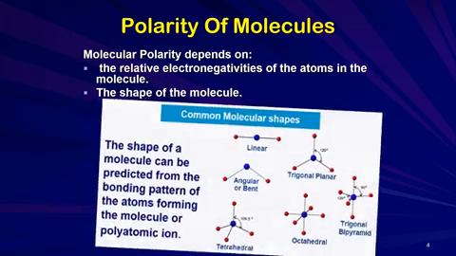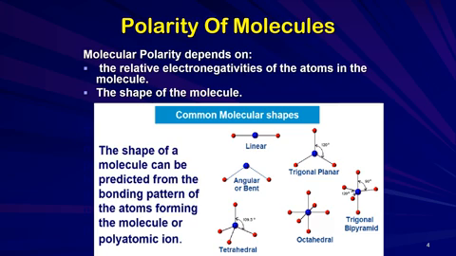Here we have the common molecular shapes. And the shape of a molecule, as we know, can be predicted from the bonding pattern of the atoms forming the molecule or a polyatomic molecule. I hope you remember how we determine molecular shapes using the valence shell electron pair repulsion theory.